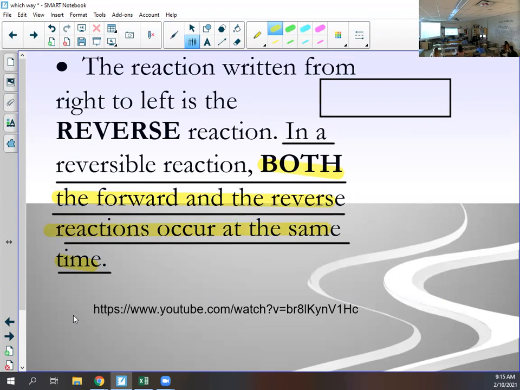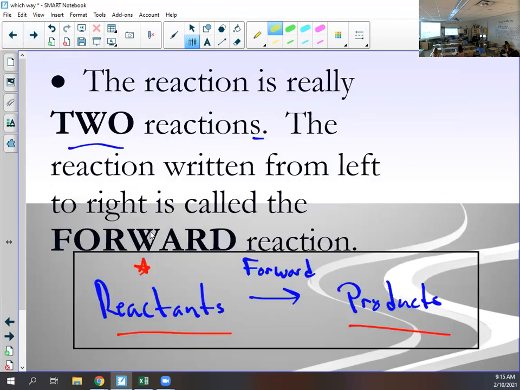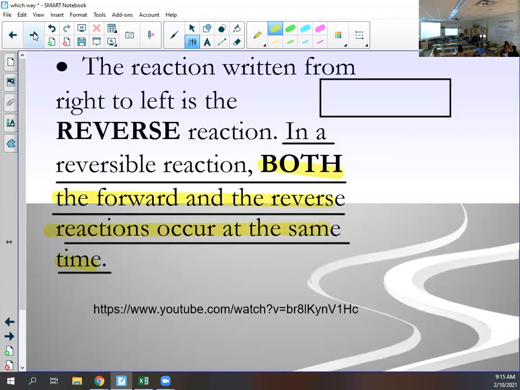All right, now you do need to know this, the definition of a reversible reaction. You do need to know that a forward reaction is when we go reactants to products, and the reverse is when we go from products to reactants. All right, short little video.